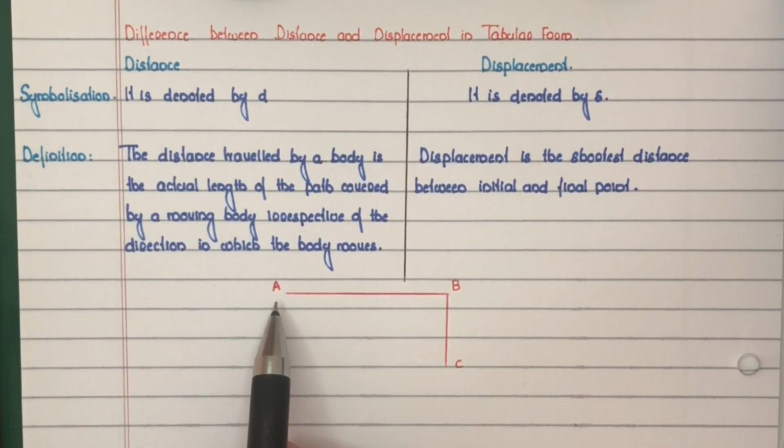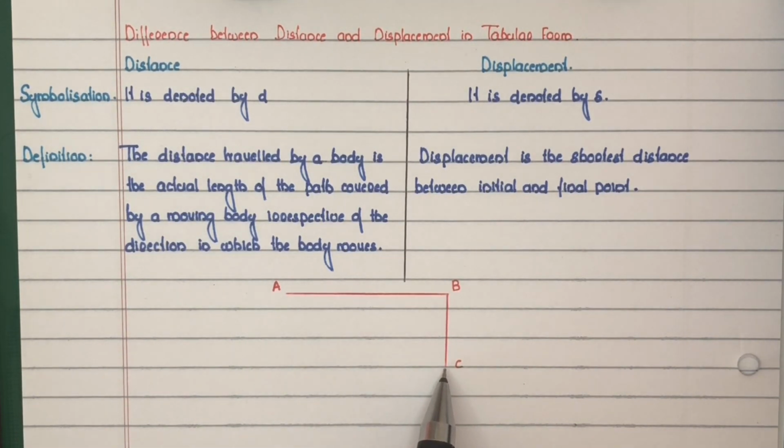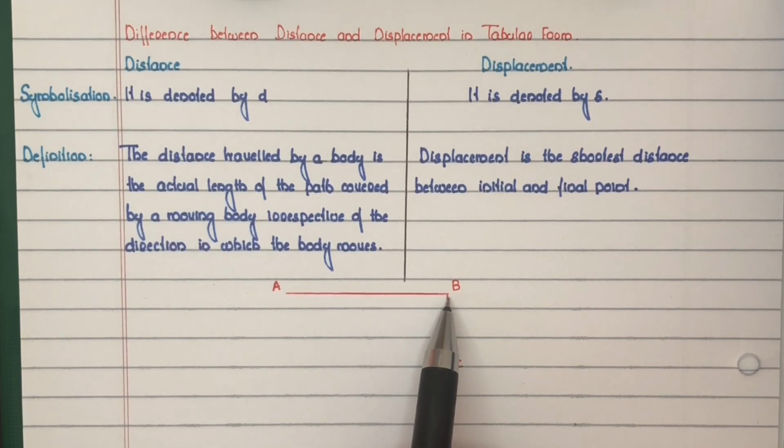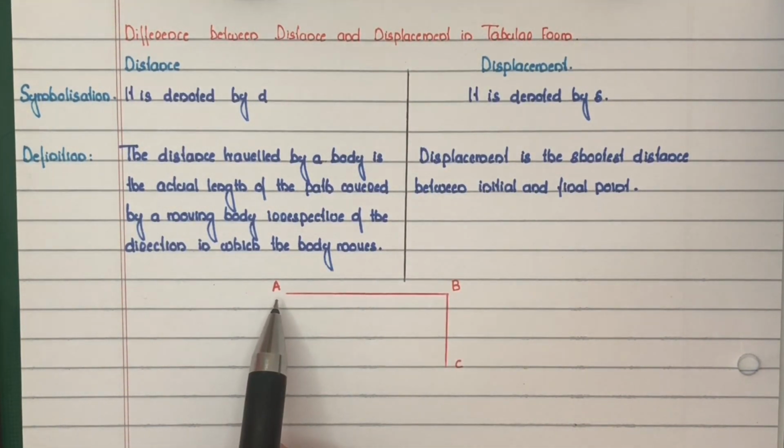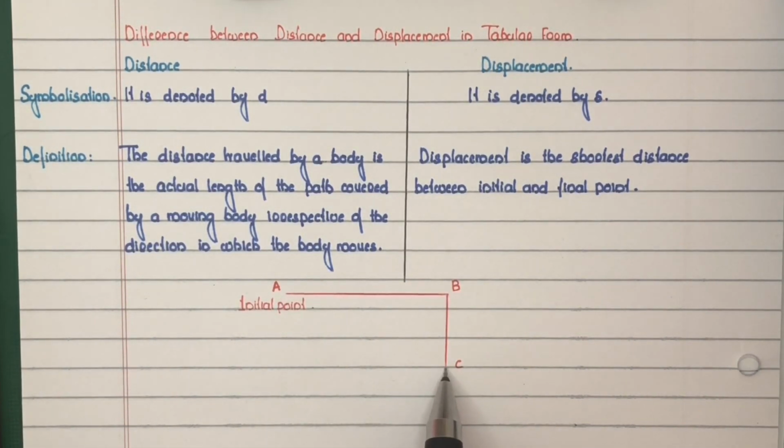Suppose a man lives at place A and he has to reach another place C. But in between, he has to meet his friend living at place B. So, the man starts his journey at point A, that is the initial point or starting point. With respect to the starting point, we will explain distance and displacement. So, the initial point is at A and it ends at point C, that is the final point at C.